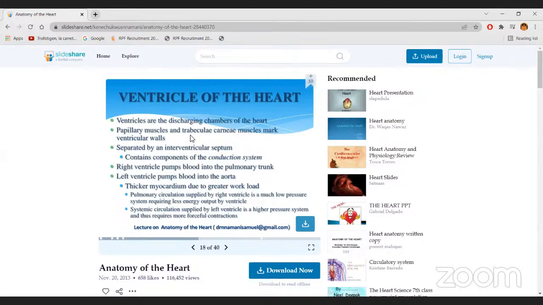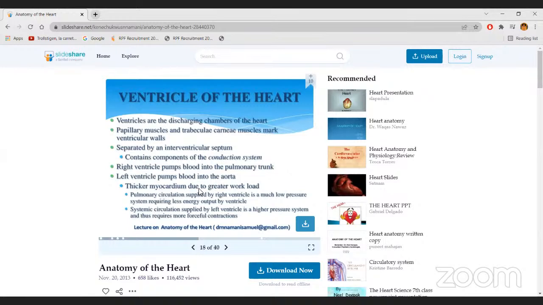The papillary muscles and trabeculae carneae mark the ventricular walls. They are separated by the interventricular septum, which contains components of the conduction system. The right ventricle pumps blood into the pulmonary trunk. The left ventricle pumps blood into the aorta.